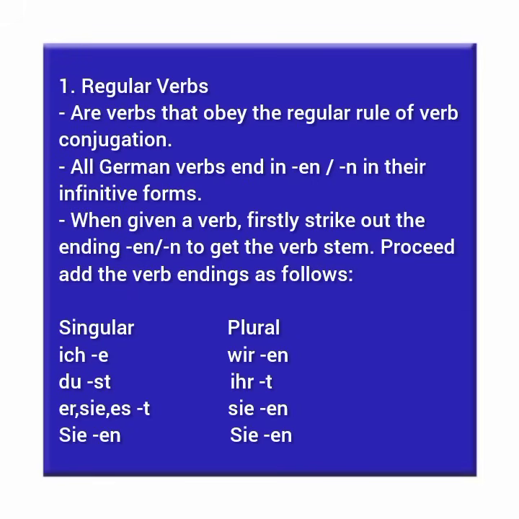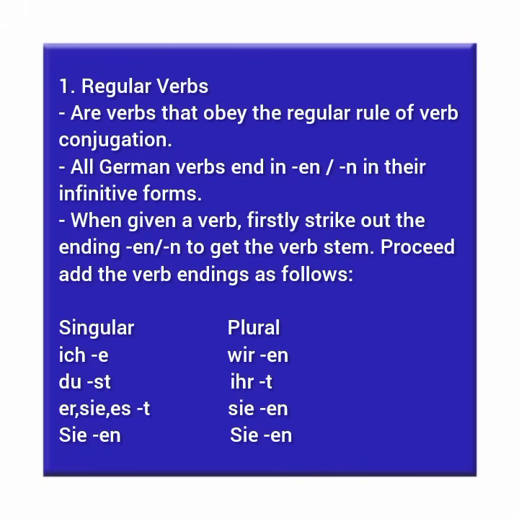Now look at what is meant by regular verbs. These are verbs that obey the regular rule of verb conjugation, meaning that they have a pattern they normally follow. That's why we call them regular. Now, all German verbs normally end in en or n before they're conjugated. In their original or infinitive form, they normally end in en or n.